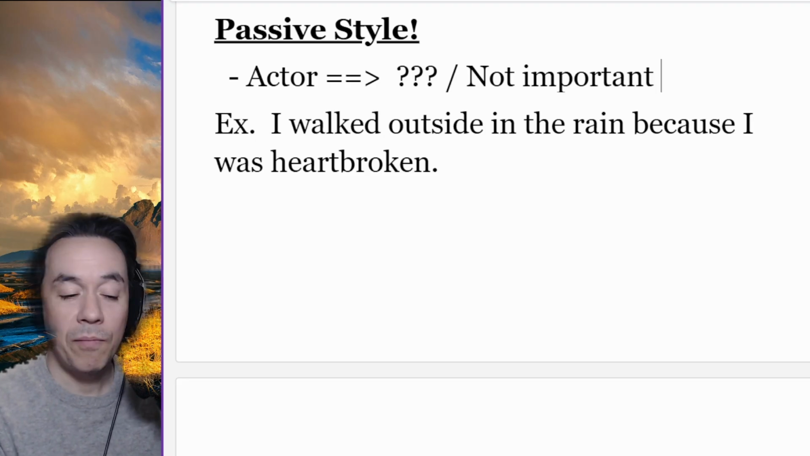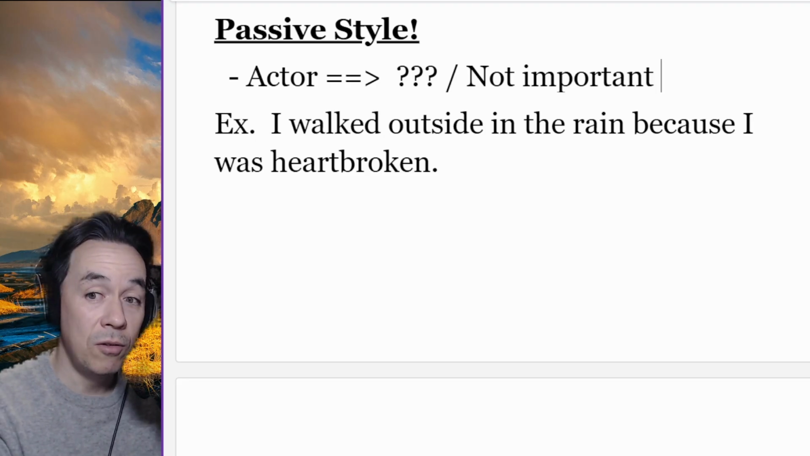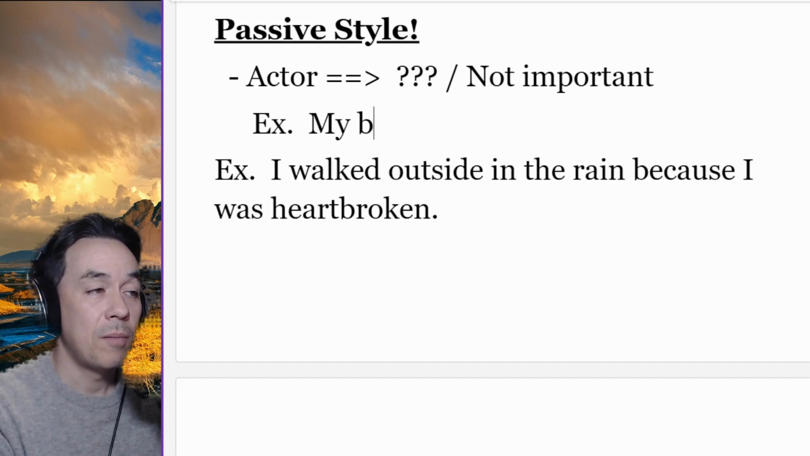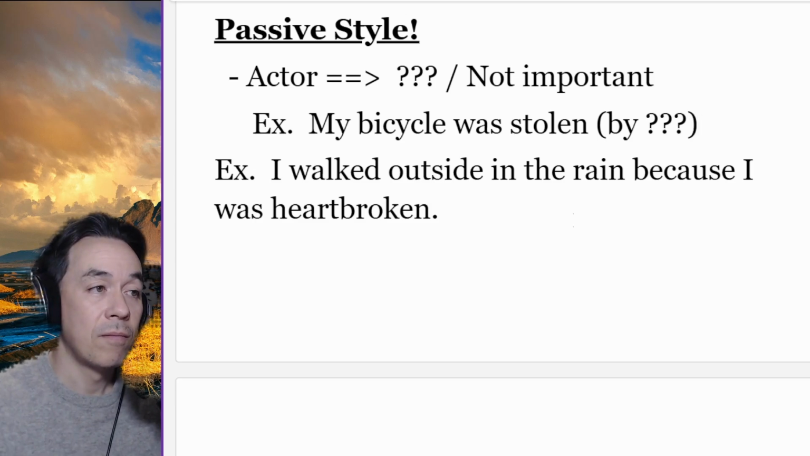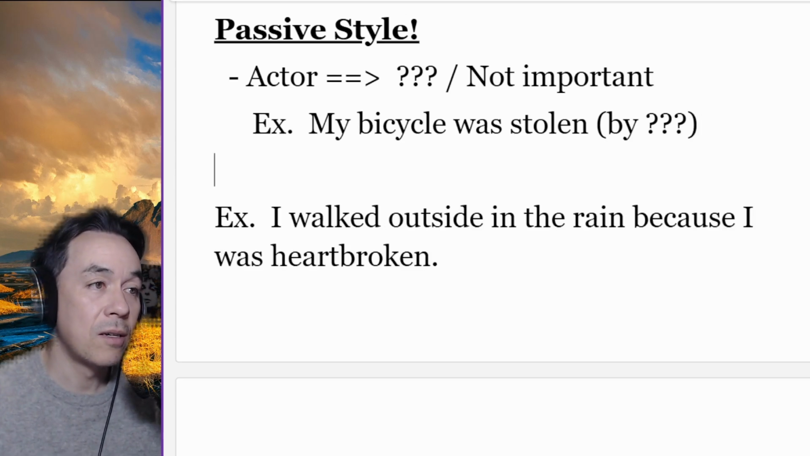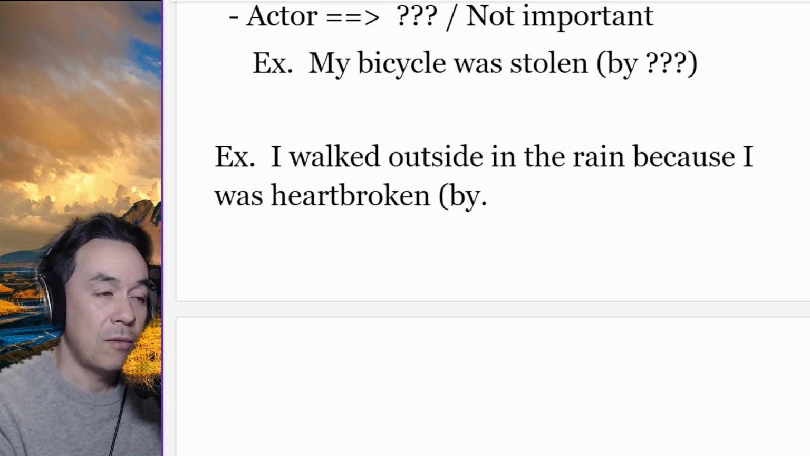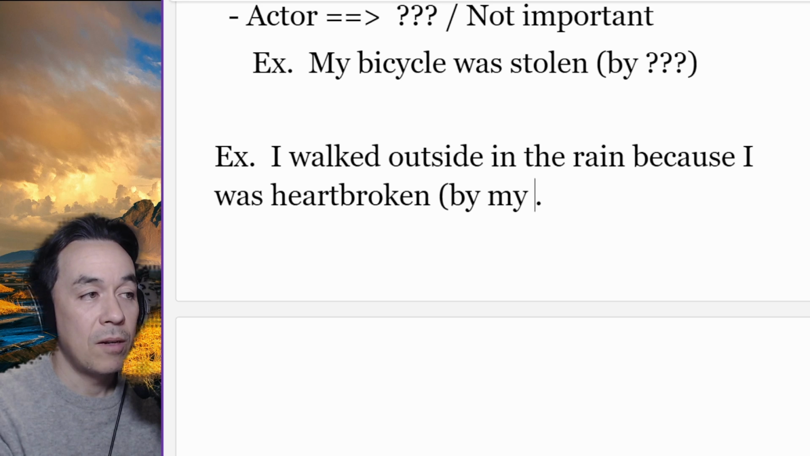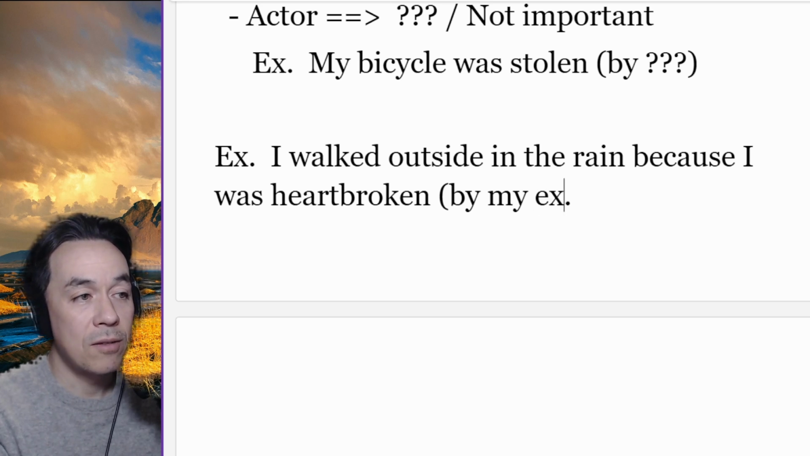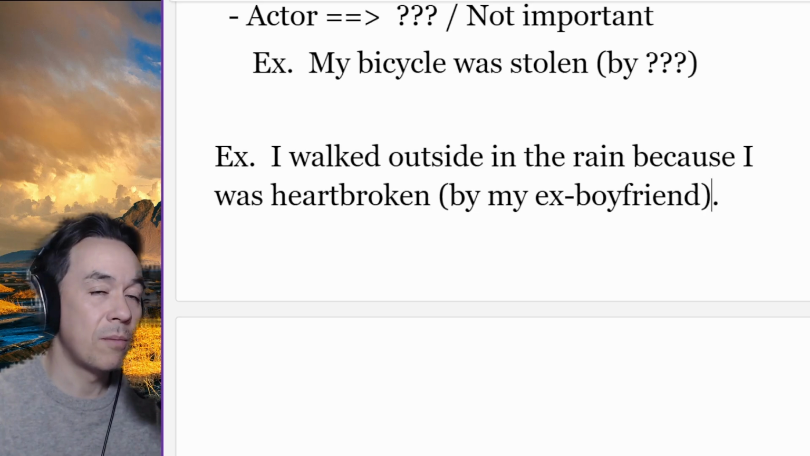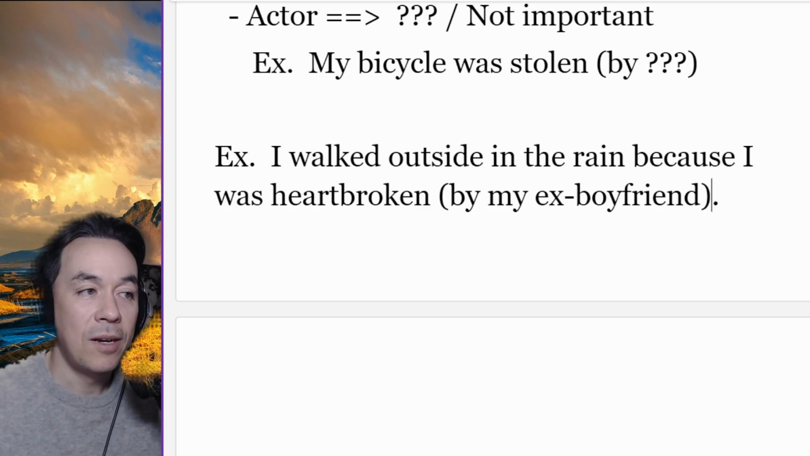Again, my bicycle was stolen. Who did it? I don't know. Right, put that in there. My bicycle was stolen by, I don't know, by a thief, of course, but we don't have to say it. So I was walking outside in the rain because I was heartbroken by, well, of course, my ex-boyfriend or ex-girlfriend, for example. But in this case, maybe they don't want to say.